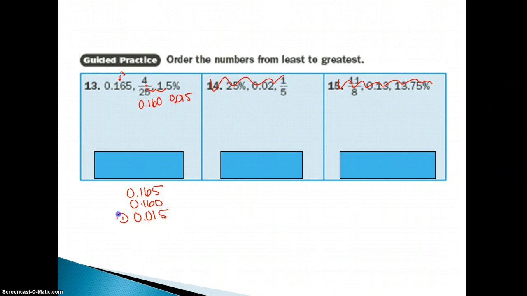We can see that the first one is going to be your 1.5%. Now the second one, look at the tens place is the same, the hundreds place is the same, it's the thousands place where it's different, and the 0 is less. So we're going to put that second. That's your 4/25ths. And then you're going to have your last one, which is 165 thousandths.